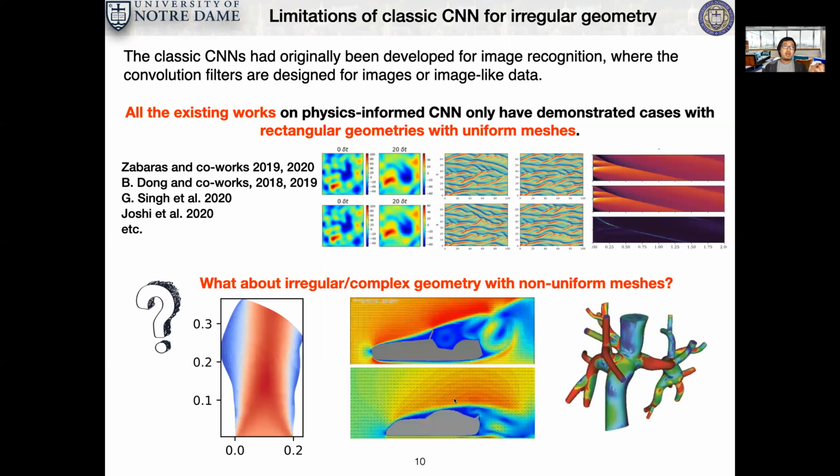However, we know in many practical applications, the geometry is way more complicated than rectangular, and needs non-uniform meshes all the time, like patient-specific arteries and vessels, and flow past complex automobiles with very complex geometries and others. So now the question is, how can we still leverage the CNN for problems with irregular geometry and non-uniform grids?